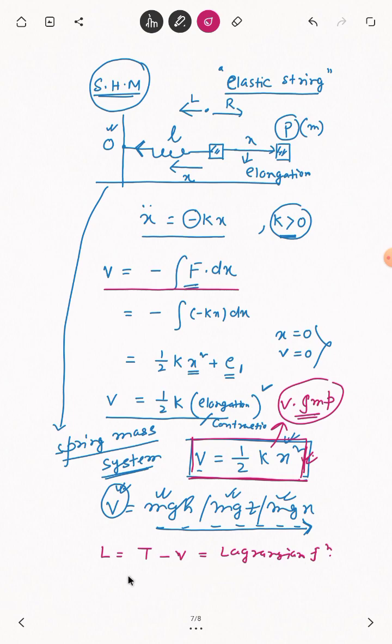Now take a look at one thing. If everything is happening in one dimension, then this becomes half m x dot square minus V, which becomes, for a spring-mass system, half k x square. So this is of the type where L can be written as a function of x, x dot, and obviously time. Some call it L(x, x dot).